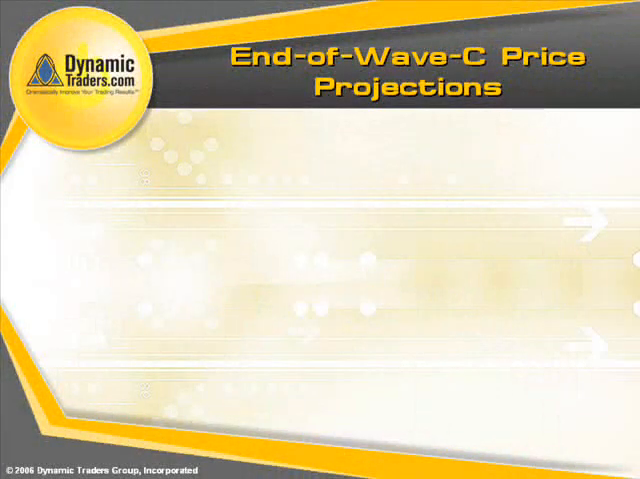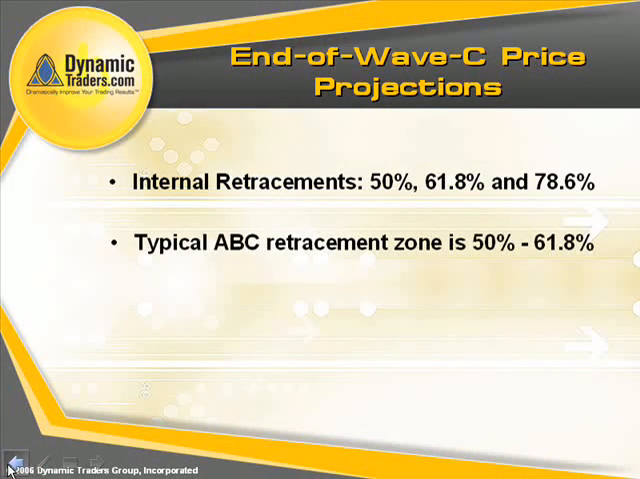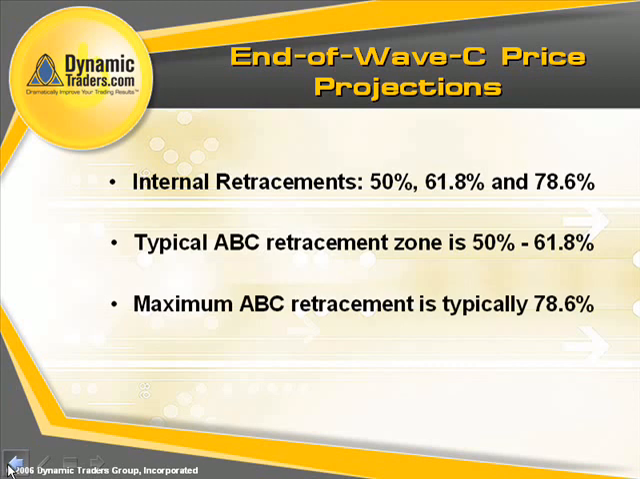Okay, let's get into these ABC correction price projections in a little more detail for the end of wave C. The first thing we're going to look at is internal retracements. The internal retracements we're going to look at are 50%, 61.8%, and 78.6%. The typical ABC retracement zone is 50% to 61.8%. That's where these retracements are most likely to happen. The maximum ABC retracement is typically 78.6%. So that's the end of wave C price projections.